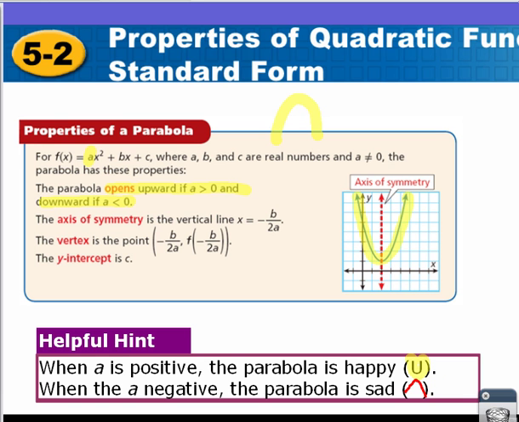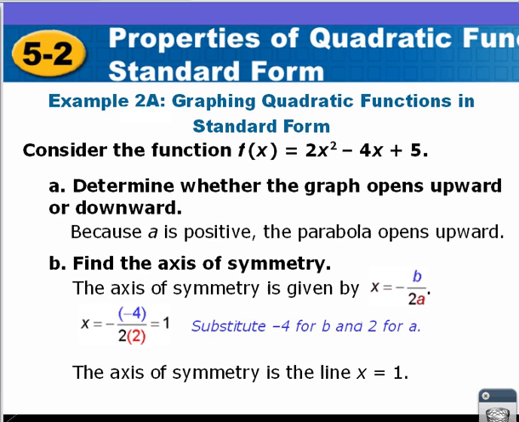Other properties, as I said, the axis of symmetry is going to be at x equals -b over 2a. That is the x coordinate of the vertex point. How do we find our y coordinate? We're going to plug this value into our equation and solve it, and that's going to give us the y coordinate for our vertex, and then the y-intercept is c. So we'll look at doing those things in the next problem.